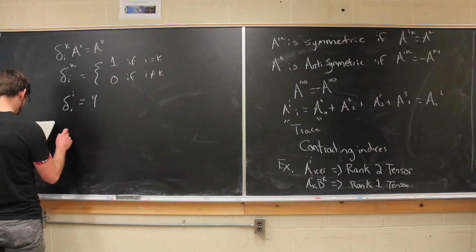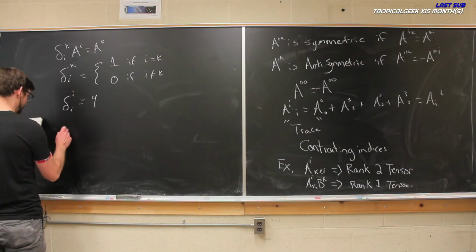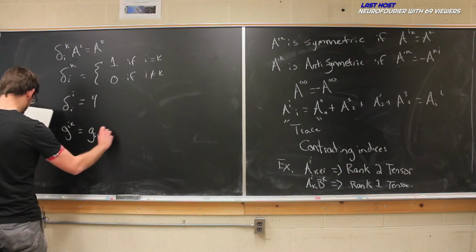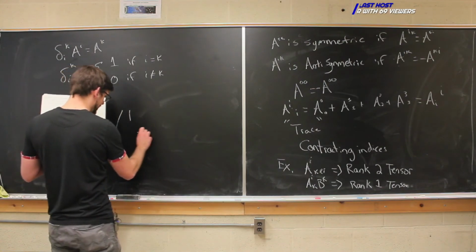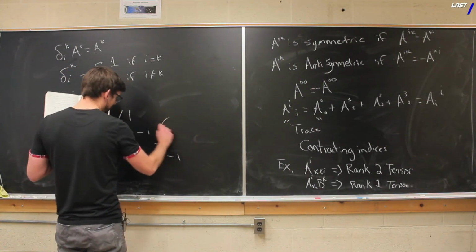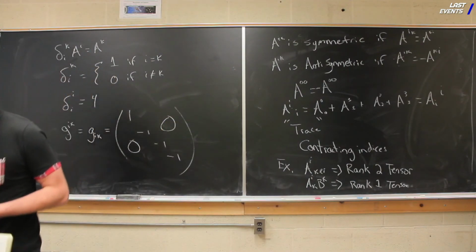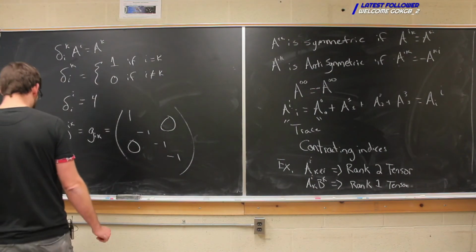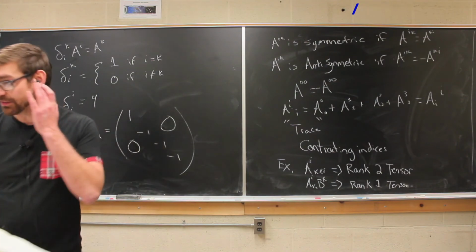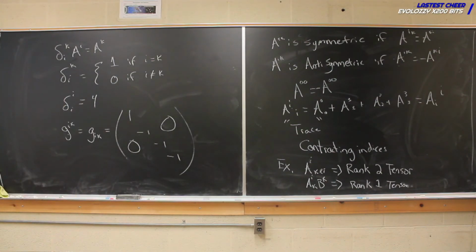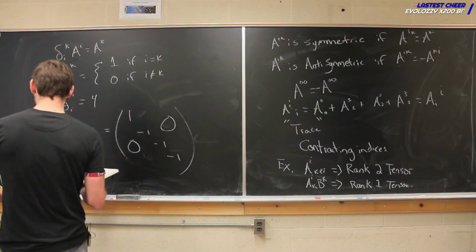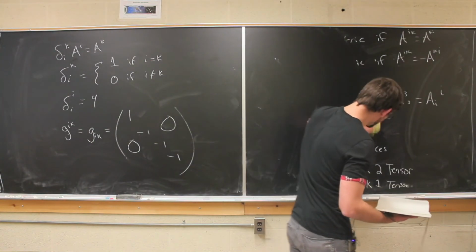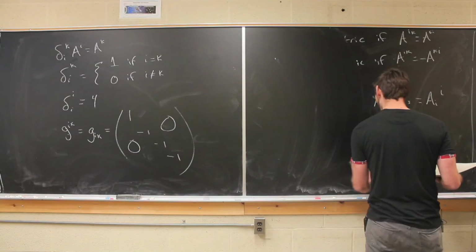Now, can raising and lowering be done with tensors? Let me introduce you to my friend, the metric tensor g_ik. The metric that we've been talking about is often associated with the metric tensor. The metric tensor is used to raise and lower indices. We're going to do a few of the algebraic acrobatics with this metric tensor, and then that will be where we end today. So we have a tensor for changing indices.